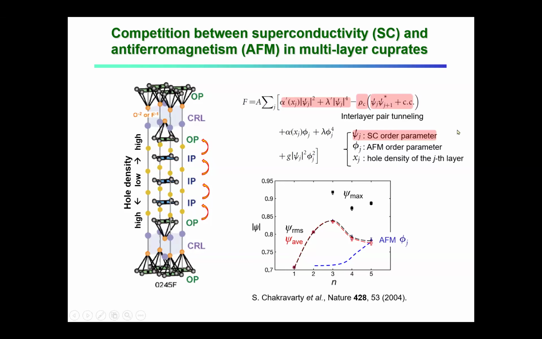But on the other hand, the antiferromagnetic order parameter also increases with increasing layer number, and they are coupled, and eventually this antiferromagnetic order parameter competes with superconductivity, and that's why we get the optimal condition at n equals 3.